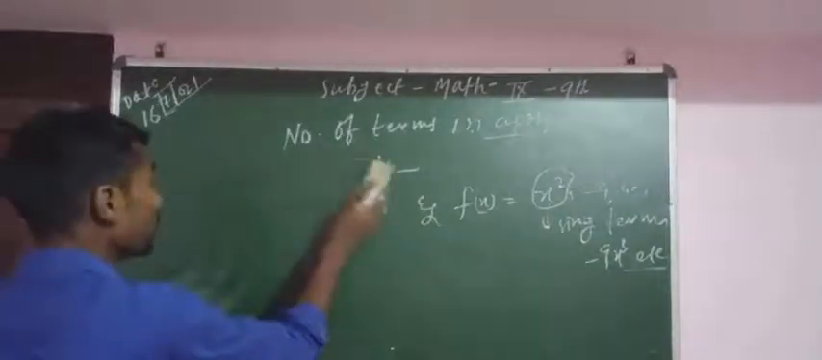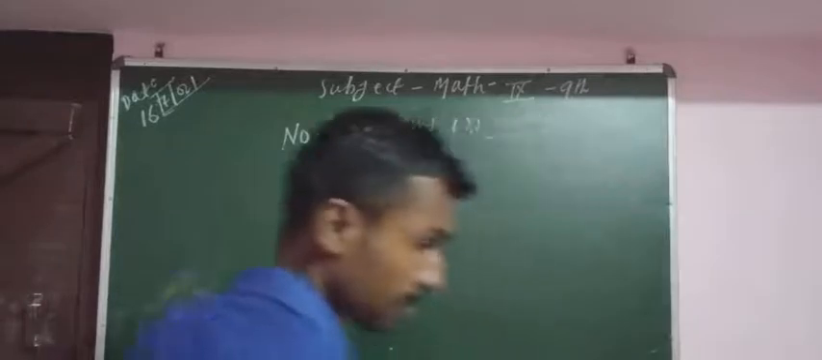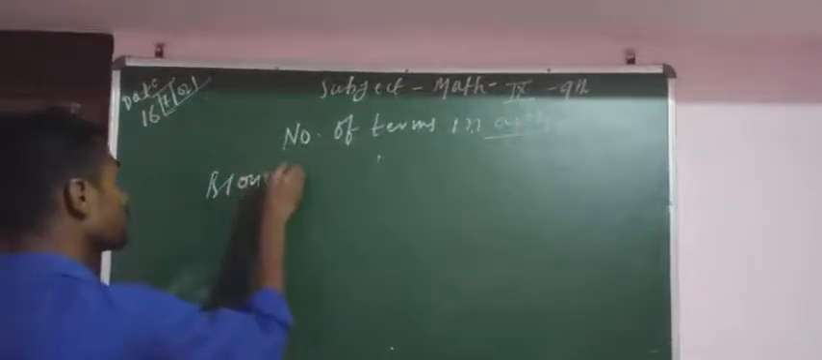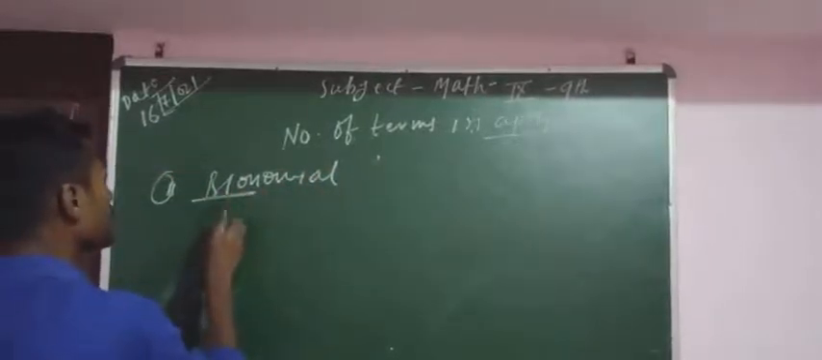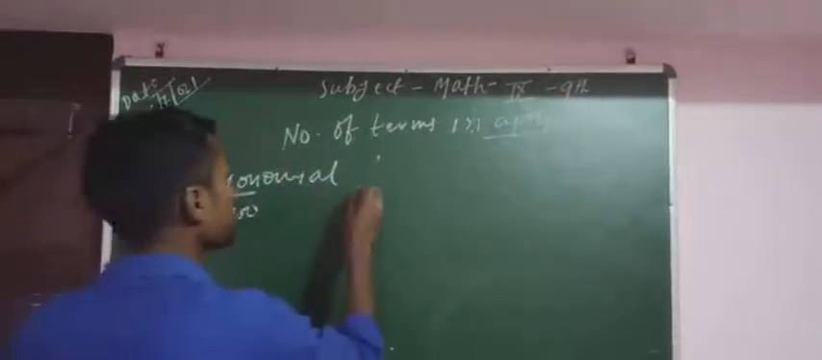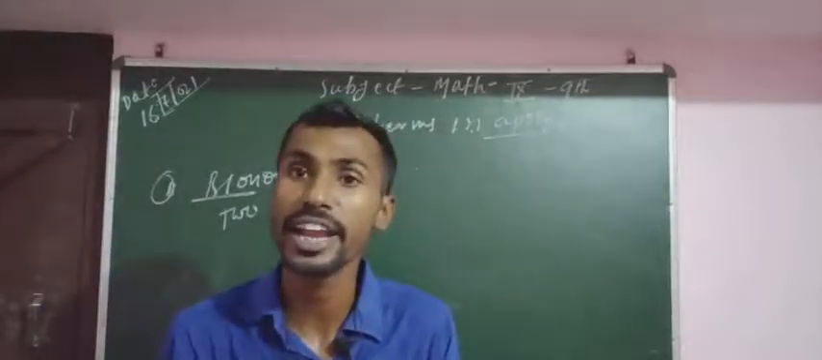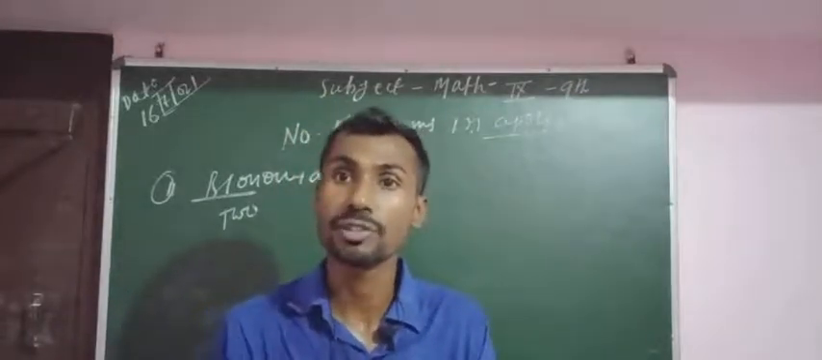The second one is binomial. Bi means what? 2. So binomial means 2. A polynomial expression containing two terms is called binomial.